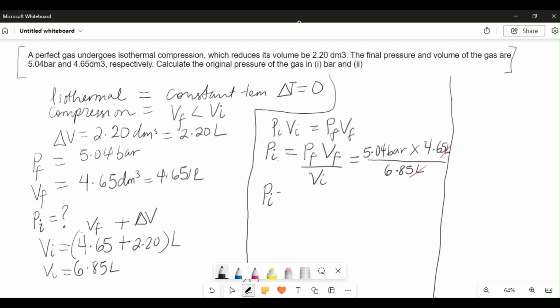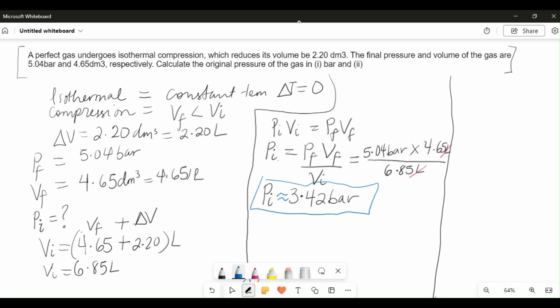So the initial pressure is going to be 3.42 bar. You can also keep more digits, but since our question is in three sig figs, we're just going to round. So this is not actually an equal sign, this is an estimate. It's actually longer, it's 3.42131387, but approximately 3.42 bar. So we've answered the first part of the question.